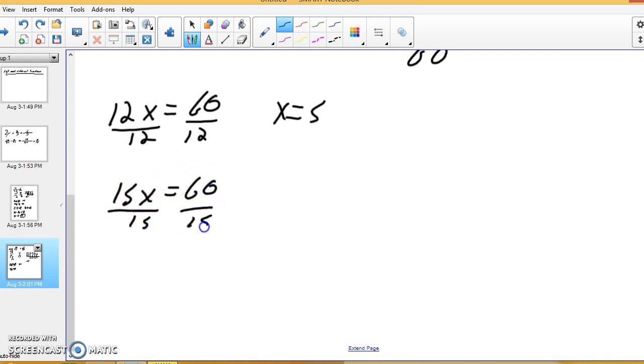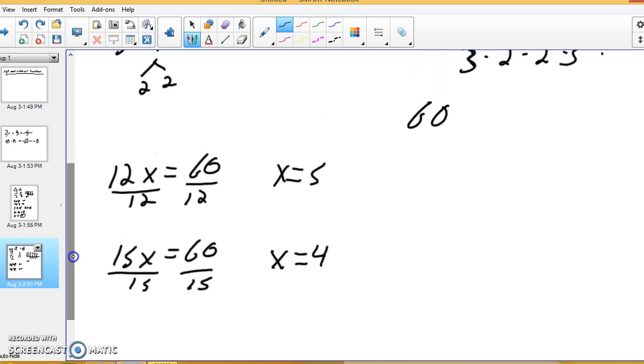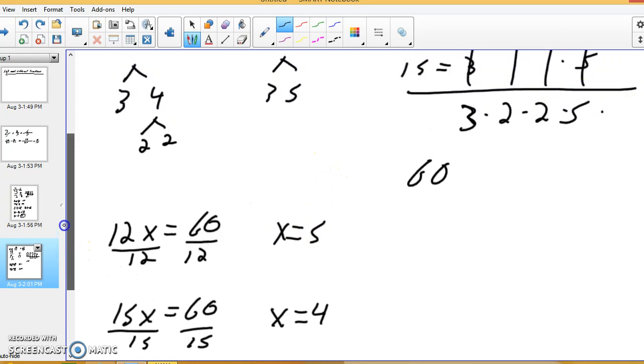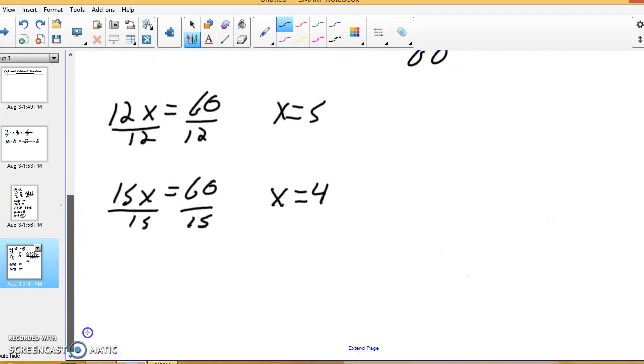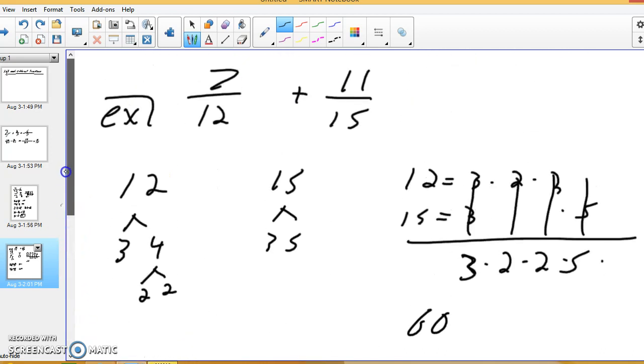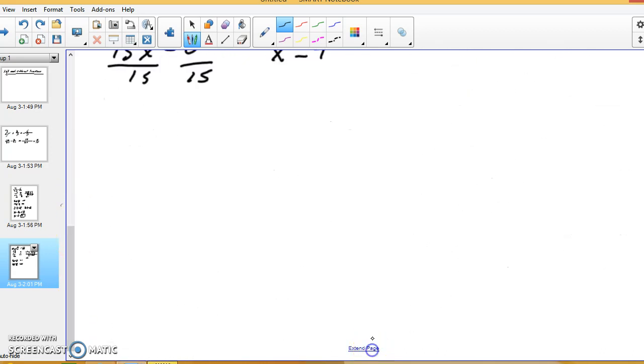And 15 times what gives us 60? Divide each side by 15. Well, that is 4. So now that we found what we need to multiply our denominators by to get our least common denominator, we can multiply the whole fraction by it. So 7 over 12 multiplied by, well, 12 needs to be multiplied by 5 to give us 60. So that means 7 needs to be multiplied by 5.